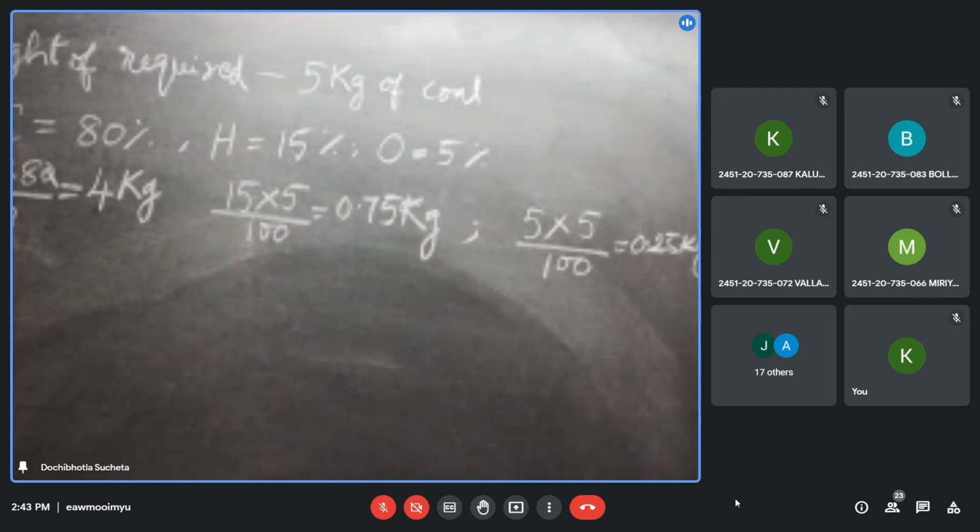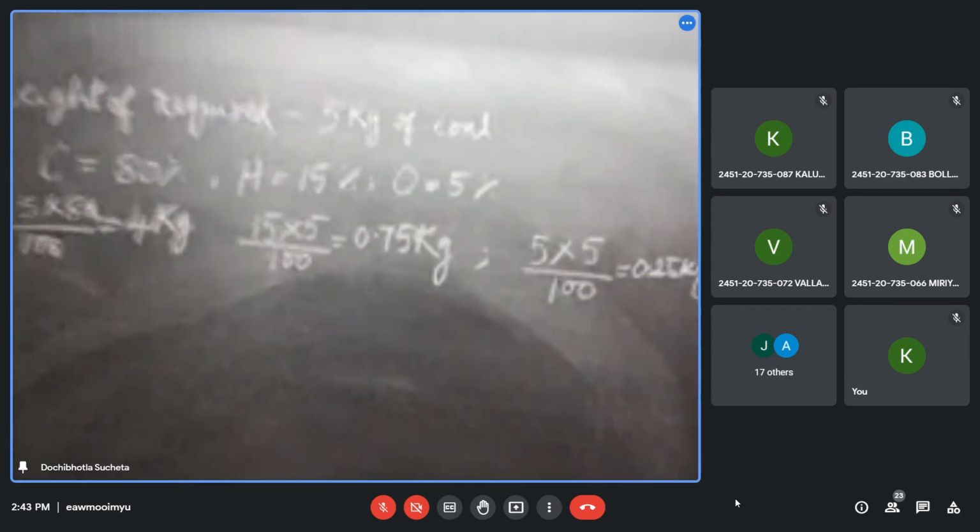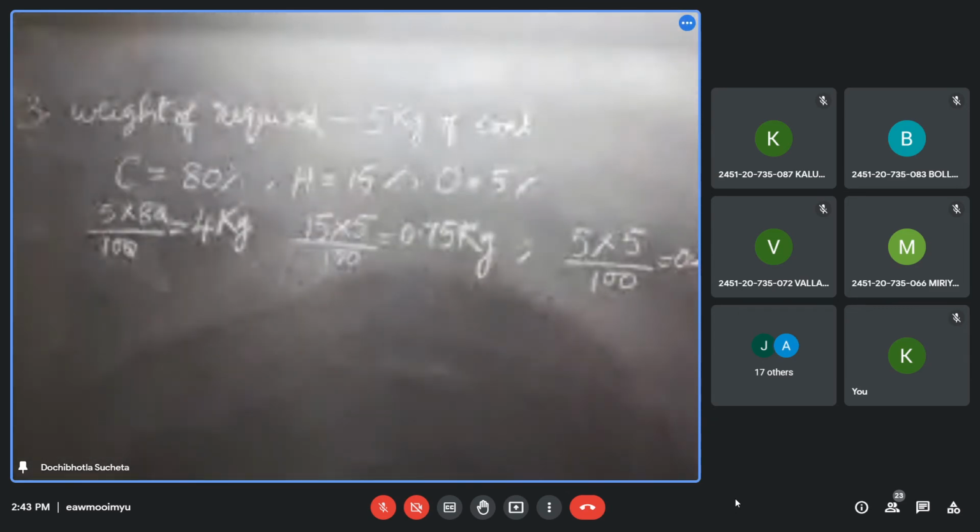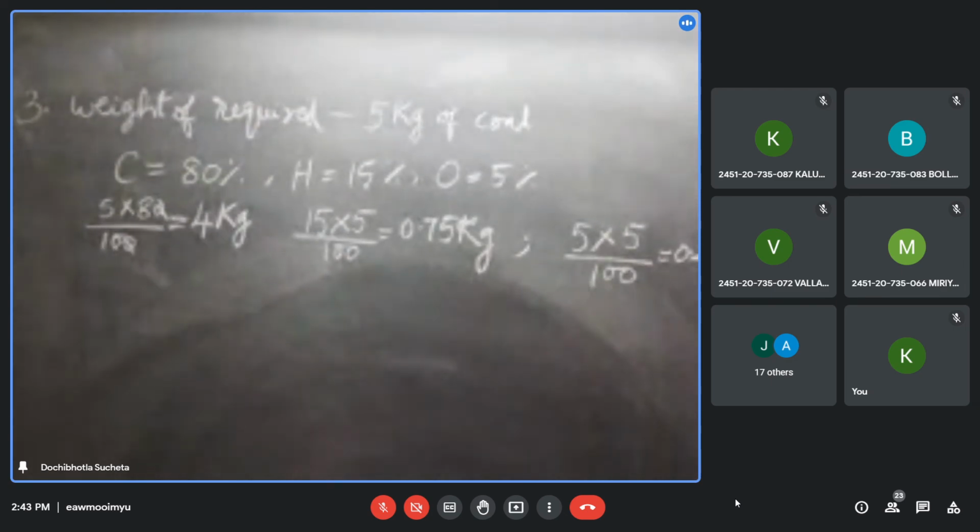It is the weight that is considered. So when percentages are given, don't hop into writing the percentage into the formula. You should first convert that into weight.